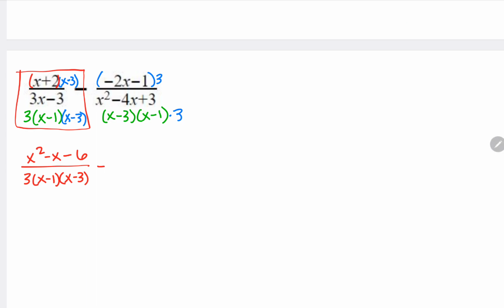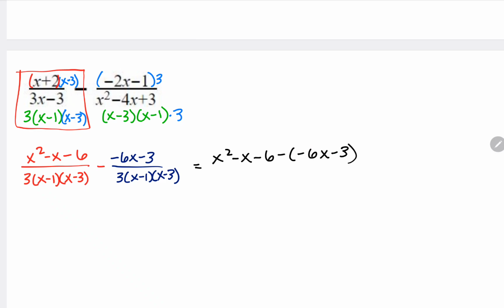I'll do this in a different color. I get negative 6x minus 3. And our denominators match now. So this time, because we're subtracting, I'm taking x squared minus x minus 6 minus negative 6x minus 3. But I'm subtracting by that whole thing. And so I really need to distribute that negative sign.